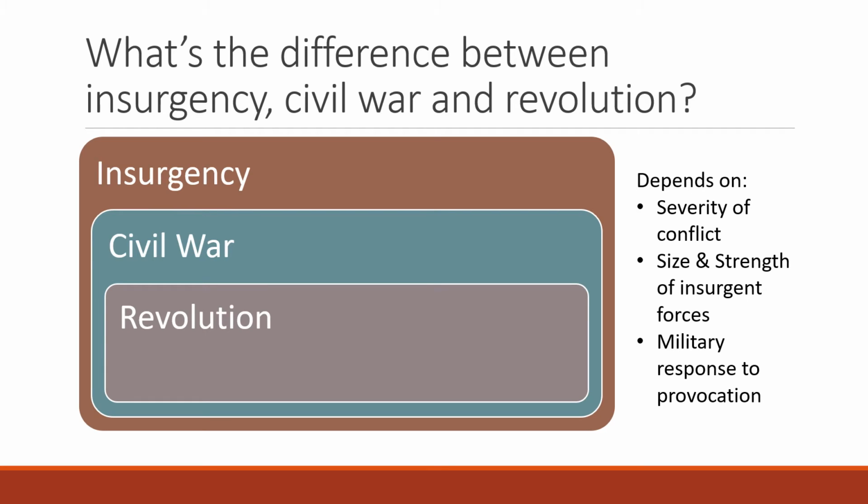The factors involved in distinguishing an insurgency from civil war include the severity of the conflict, the size and strength of the insurgent forces, and the intensity of the government's military response. For example, if a government can contain a rebellion by scattered one-off police actions, we would probably call that an insurgency. But if the military has to resort to an ongoing bombing campaign, for example, against rebel positions, that would probably come nearer to the definition of a civil war.